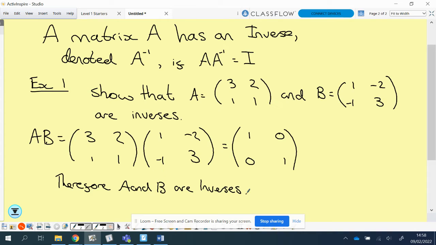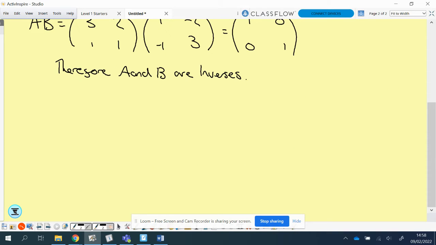So if you get the identity matrix back out, we know that the two matrices we had are inverses of each other. What we're going to do now is work out a way to get the inverse of a matrix. If I give you a matrix, how can we tell if it has an inverse, and if it does, how can we find it? Now, you can only do this with square matrices.